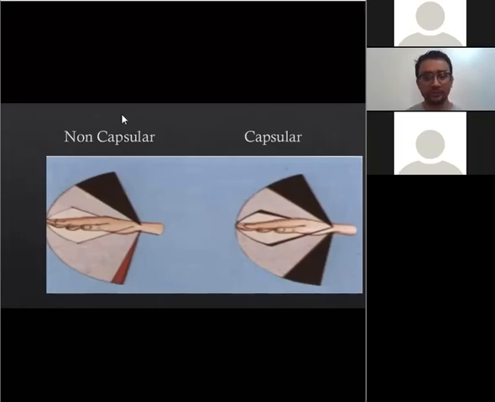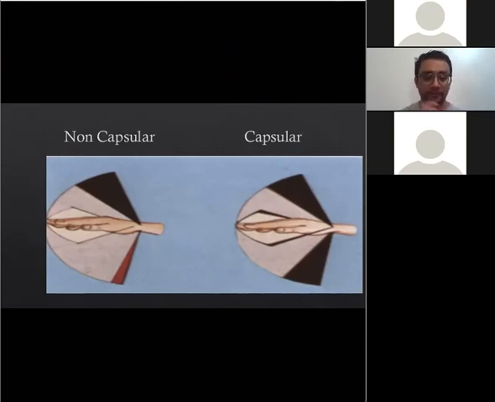Now, what does non-capsular mean? Non-capsular can mean tightness in extensors. Aisha, no, most likely tightness in the flexors, because extension is not happening. There is a limited extension. Flexion is good, but extension is limited. So it's most likely on the other side that's the problem. But we will come to that.